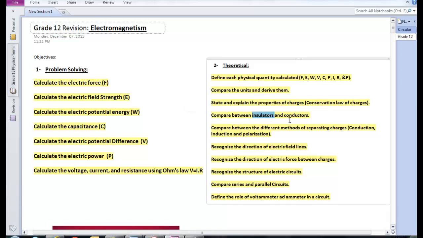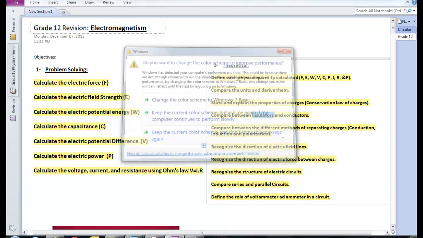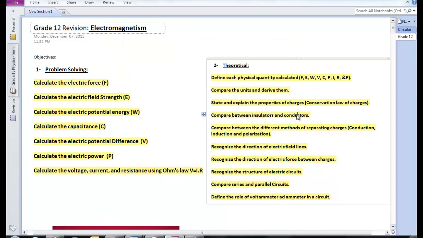resistivity or resistance, and the conductors are having very low resistance. That's why conductors are better in conducting electricity. Insulators are like plastics and conductors like metals. We compared between different methods of separating charge, like conduction, induction, and polarization.